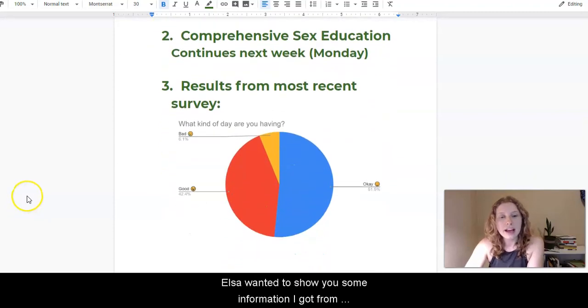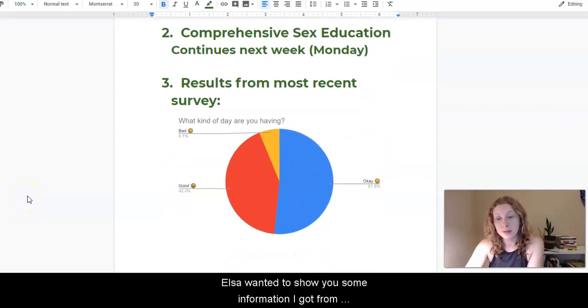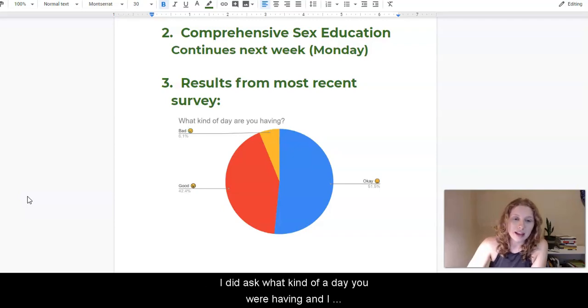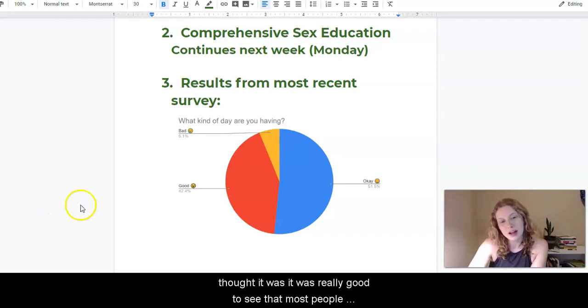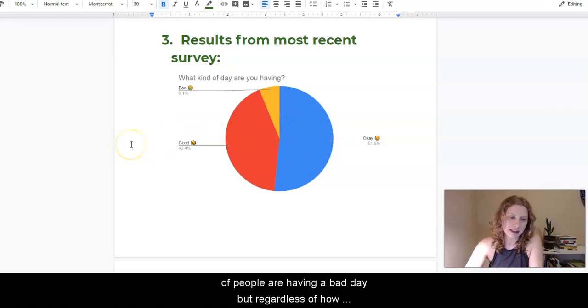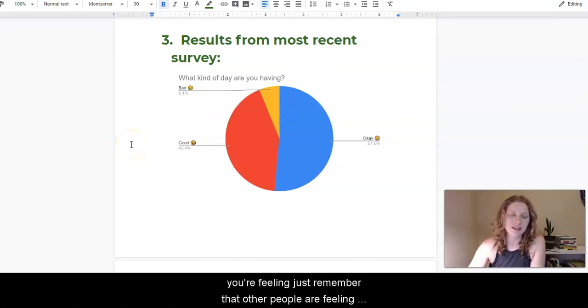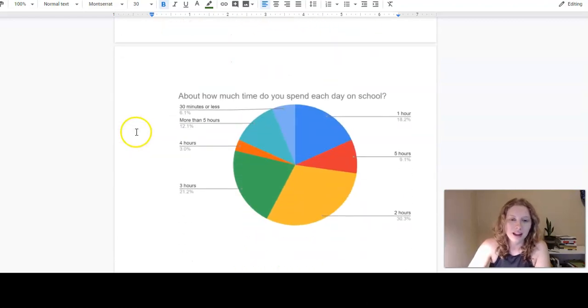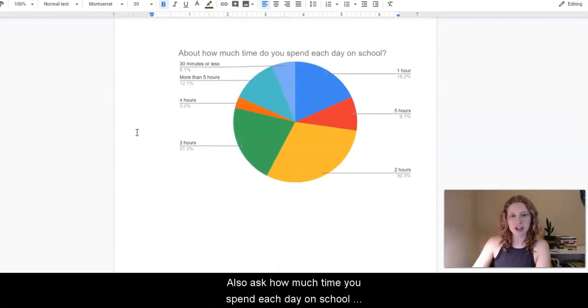I also wanted to show you some information I got from the survey that you all took yesterday. I did ask what kind of a day you were having, and I thought it was really good to see that most people are having either a good or an okay day, and only a handful of people are having a bad day. But regardless of how you're feeling, just remember that other people are feeling the same way, and you're definitely not alone.